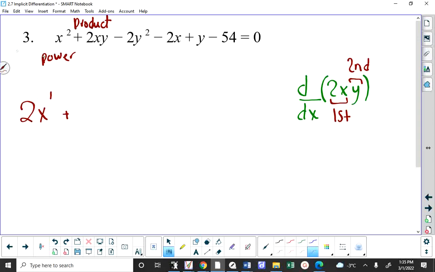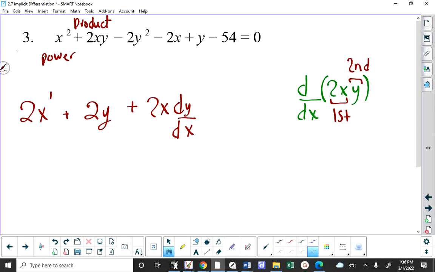And I think it's wise to take that coefficient of 2 and tie it to the x. So the derivative of 2x, which is the first, is 2 times the second, which is y, plus the first, which is 2x, times the derivative of the second, which is dy dx.